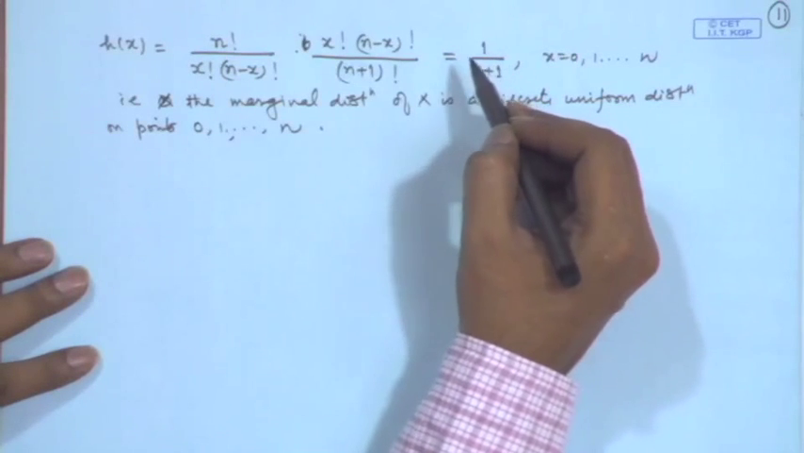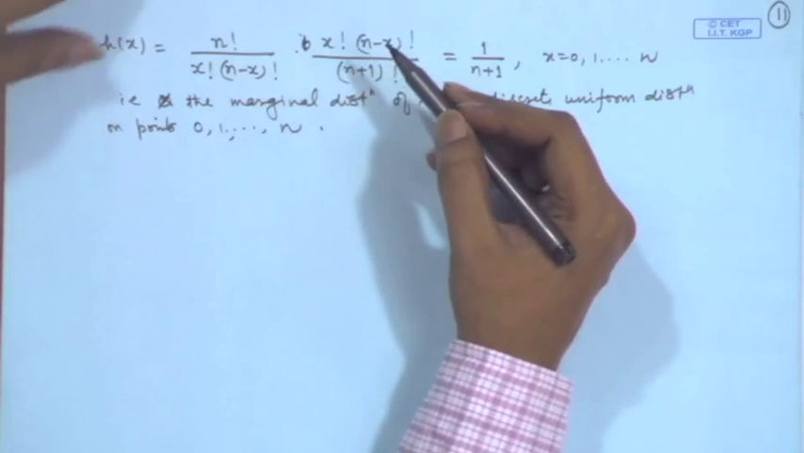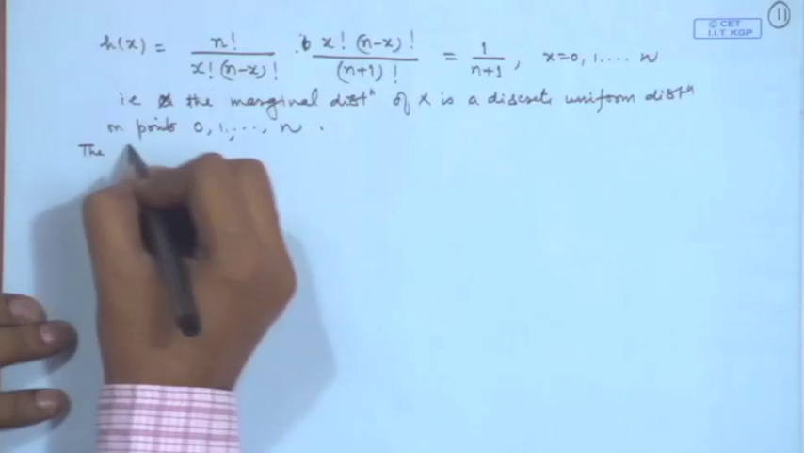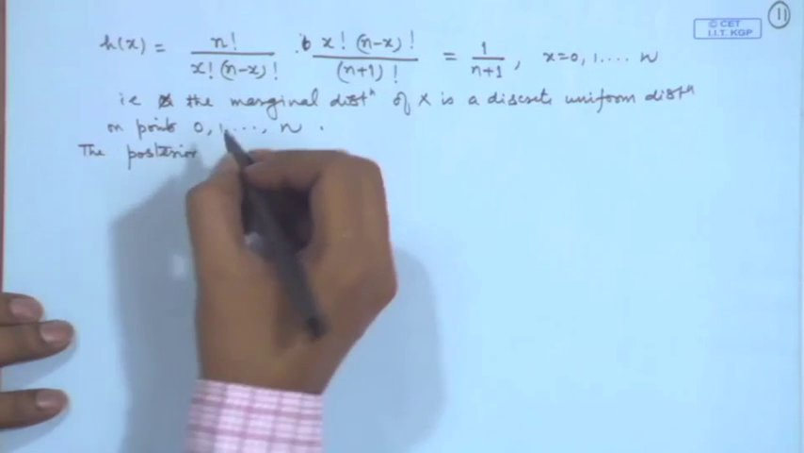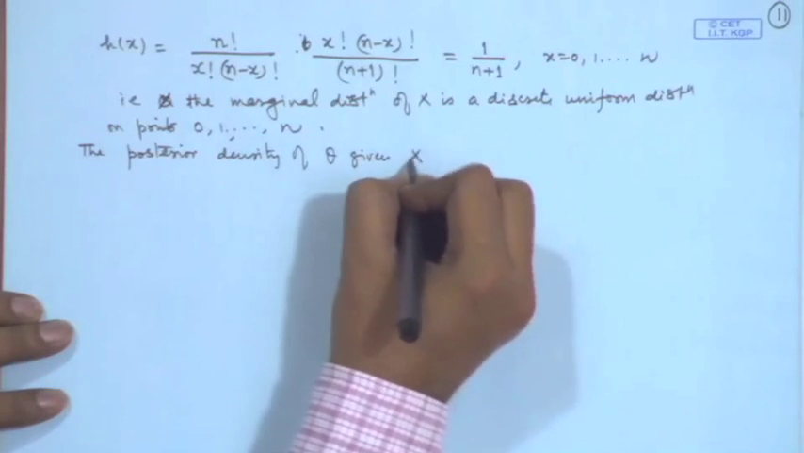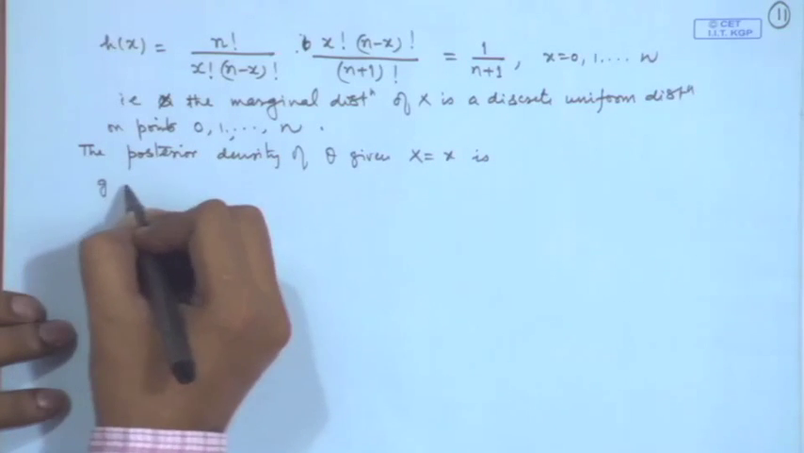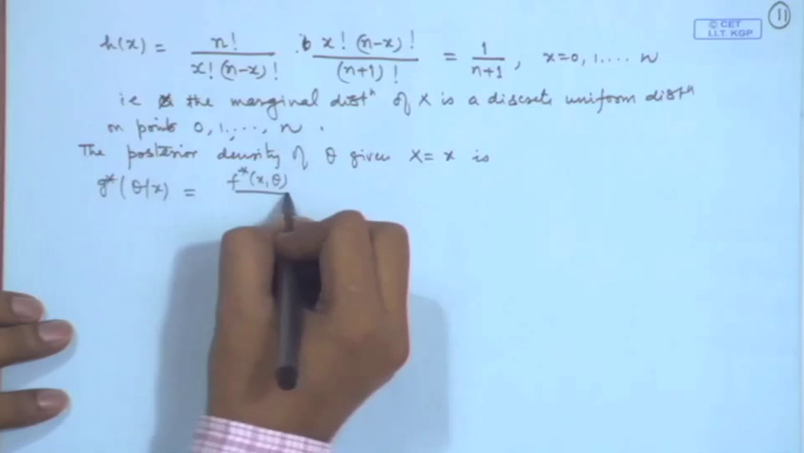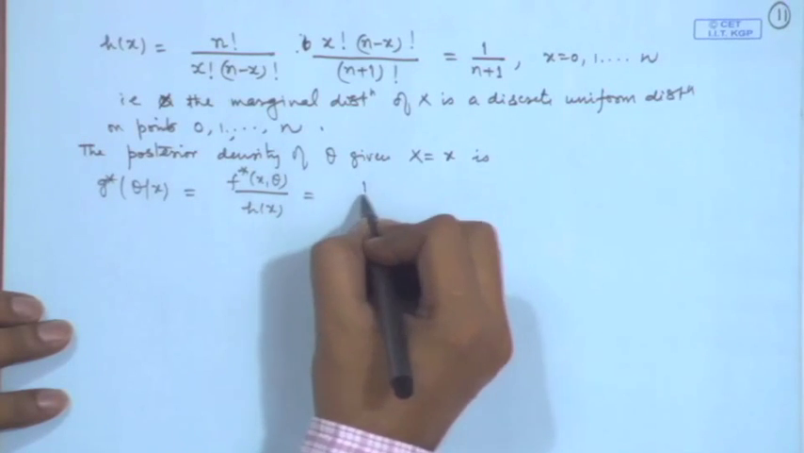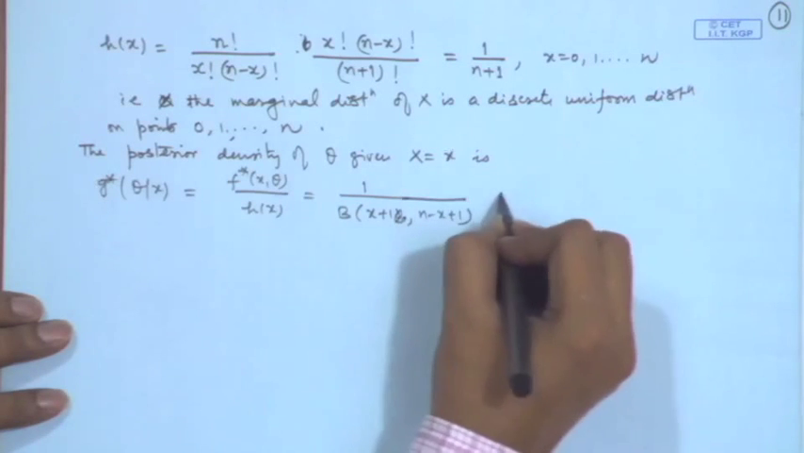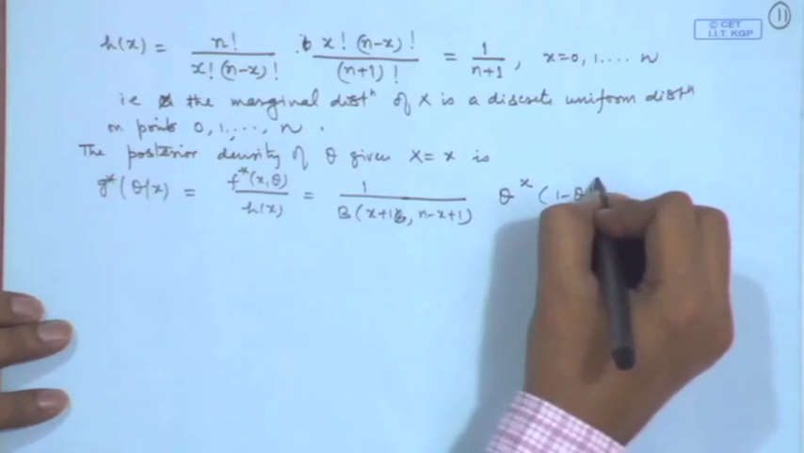Now, we utilize this to calculate the posterior distribution of theta given x. Once again notice here that theta is a continuous random variable, therefore, the posterior distribution will be a continuous distribution. So, we will have a density function, the posterior density of theta given x, which is obtained as g star of theta given x, equal to f star of x, theta divided by h of x, that is equal to simply 1 by beta of (x plus 1, n minus x plus 1) times theta to the power x into (1 minus theta) to the power n minus x.